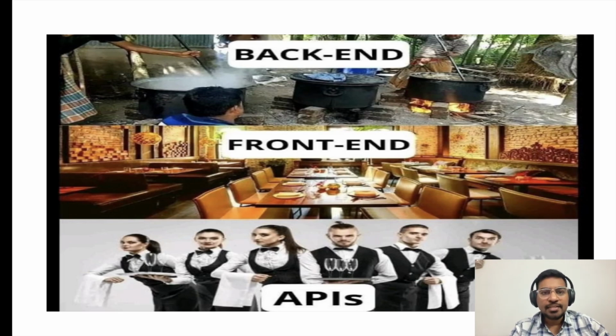So in this image, there is a kitchen, there is a restaurant, and there are waiters. In backend, all food preparation, all logic is there, and in front end, all fancy things, all clean seats, clean plates, everything looks good. Every fancy thing is there that attracts the user. And then there are waiters, there is an API, which is actually communicating between front end and back end. They are serving food, taking it from back end and delivering it to the front end, taking the orders from front end and then delivering it to the back end. So this is a very good example of how exactly API works.